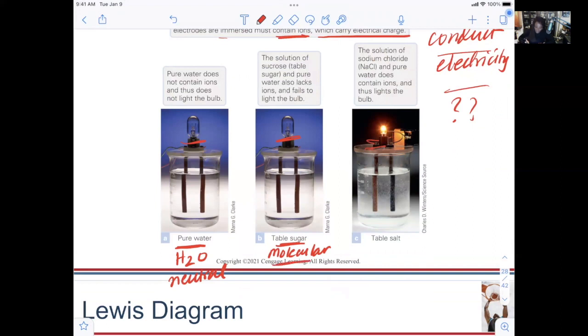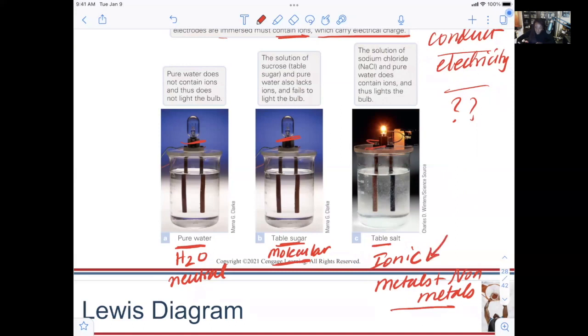So you have molecular compounds. These are made of nonmetals. And then you have table salt here representing ionic compounds. Remember, ionic compounds, these are made up of metals plus nonmetals, okay? So in general, when ionic compounds are in solution, when they are dissolved in water, they tend to conduct electricity. That's the bottom line rule, okay?